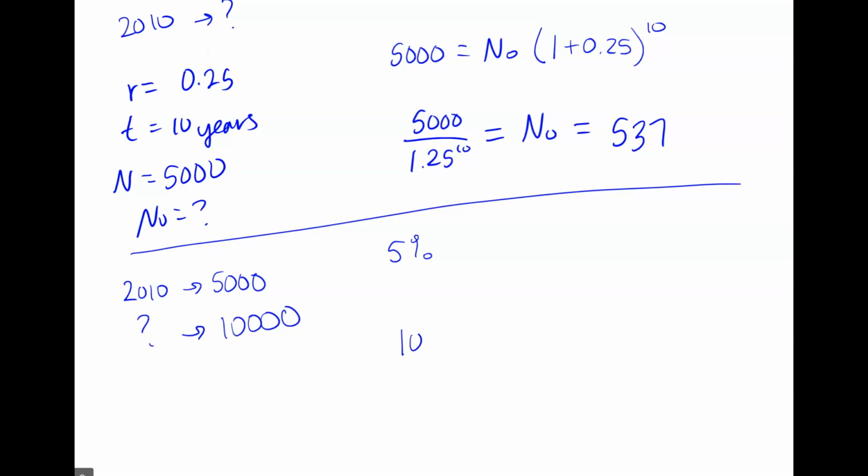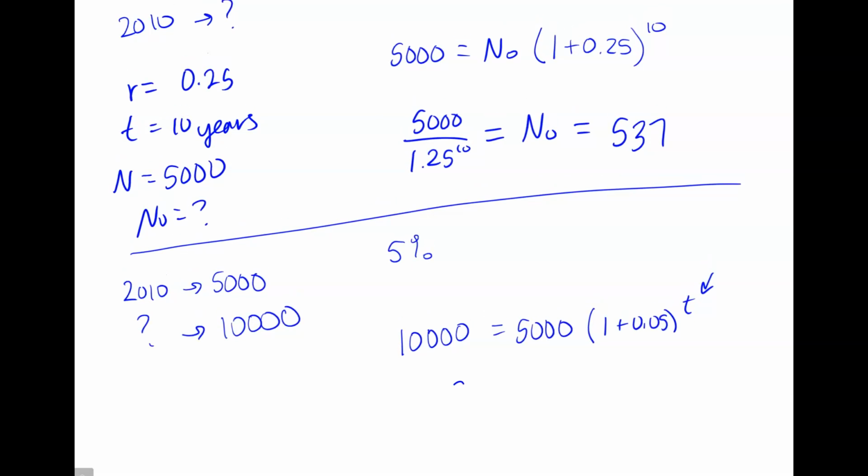Okay, so I know I'm going to end with 10,000. I know I start with 5,000. I know my rate is 0.05. And I'm trying to solve for t. Ooh, this is a hard one. This is the, how long does it take to double the population? So this also deals with kind of like half-life.